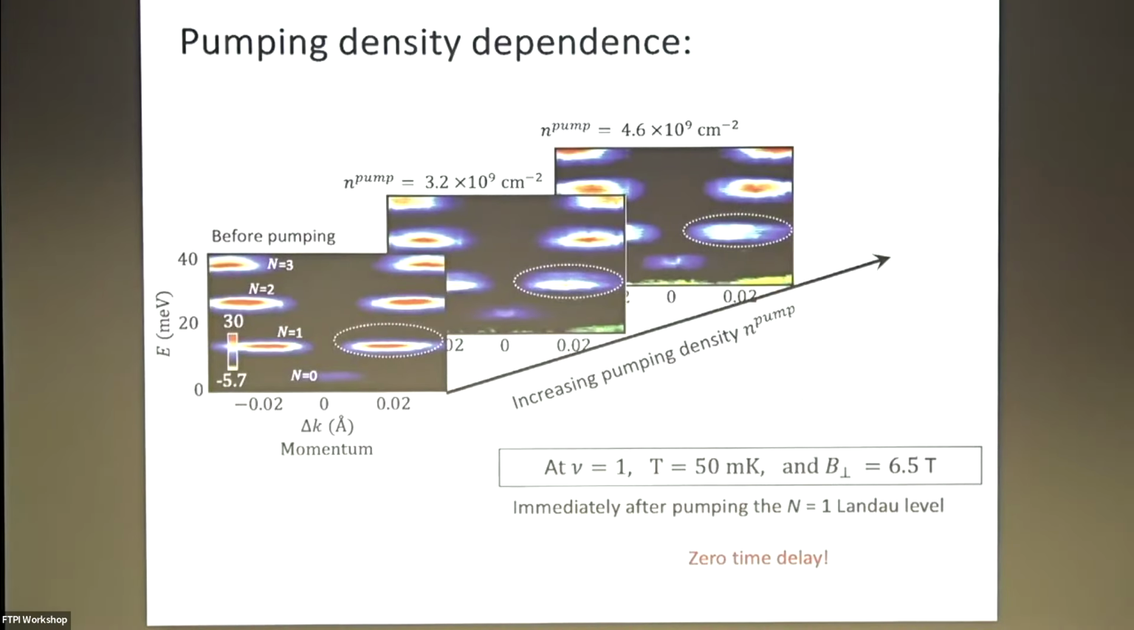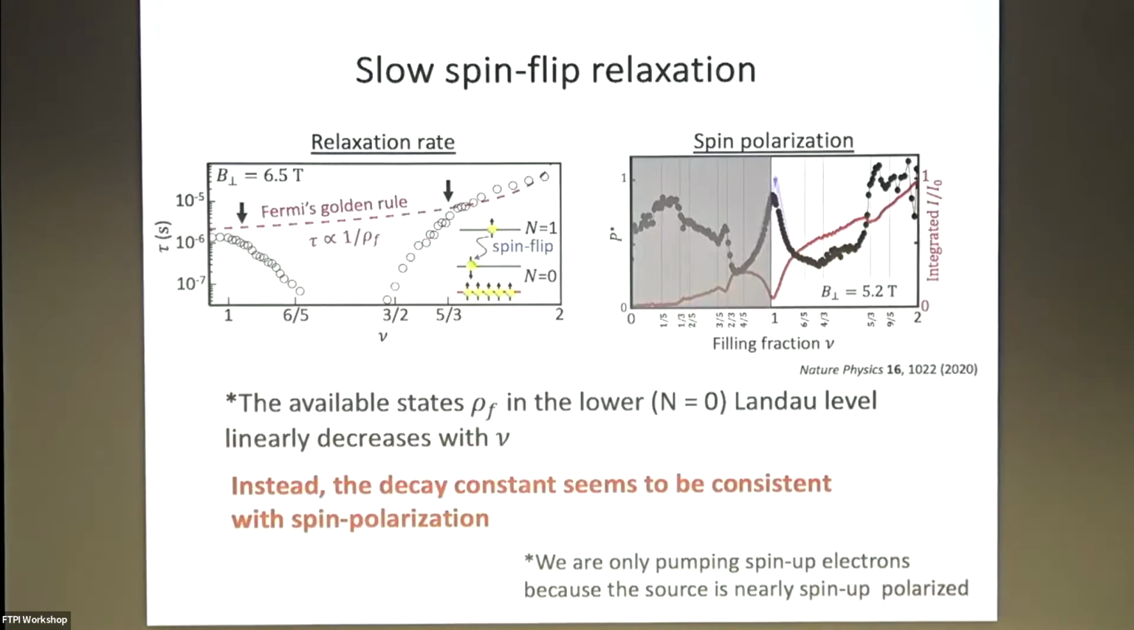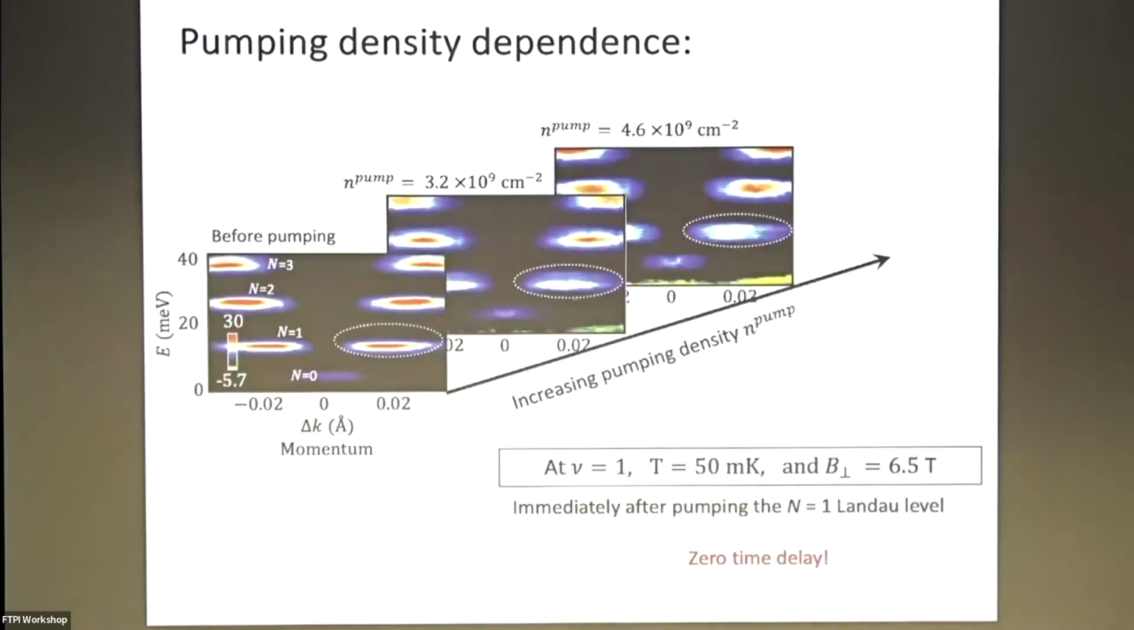Okay, and then here, as you approach nu equals 2, you're diminishing the number of available states. It's both spin polarized, and there are not very many available states since the Landau level is almost full. And then the relaxation times become very long, and this is how we get the sort of 10 microsecond time.